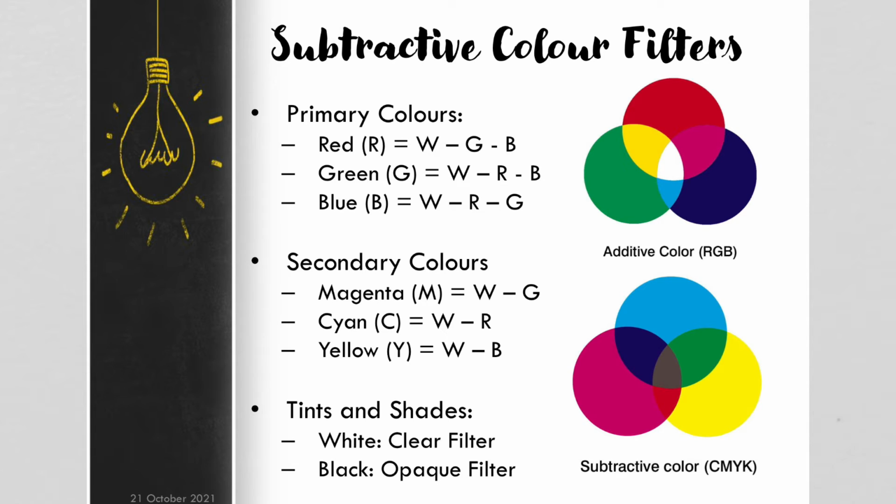Primary colors. To get red, it would be white minus green minus blue. To get green, it would be white minus red minus blue. And to get blue, it would be white minus red minus green.